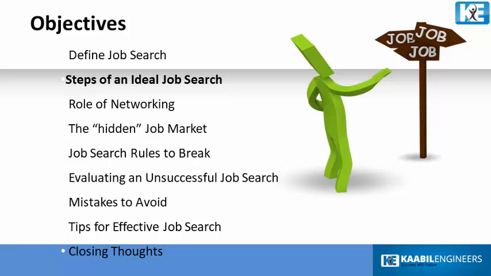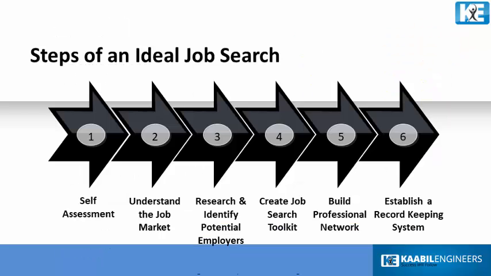So first things first, if we look at the steps involved in job search, then ideally there are 6 steps, right? Self-assessment, which I have already briefed you about, understand the job market, research and identify potential employers, create a job search toolkit, build a professional network, and establish a record keeping system, right? So these are the 6 steps basically involved.